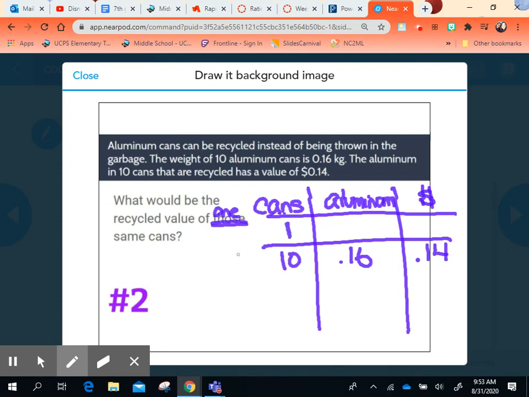So I want to find the cost. I'm even going to highlight it for you. I want to find the cost. So you're going to find that unit rate. How much money is 1 can worth?